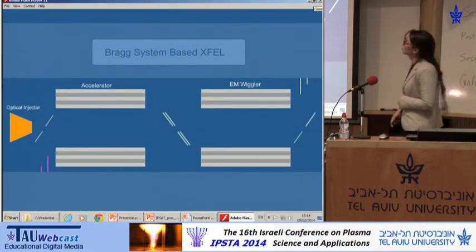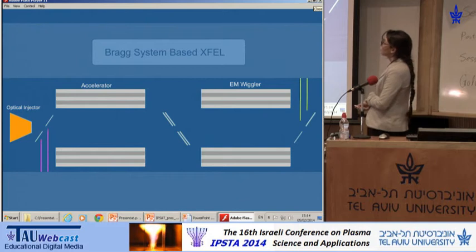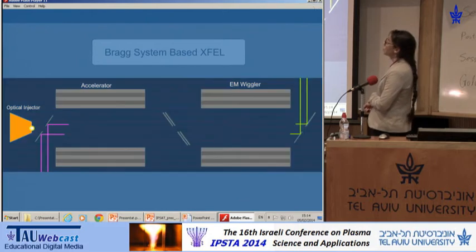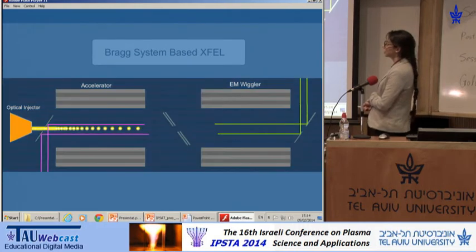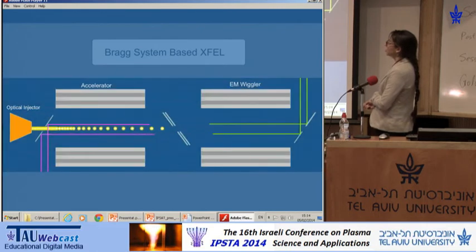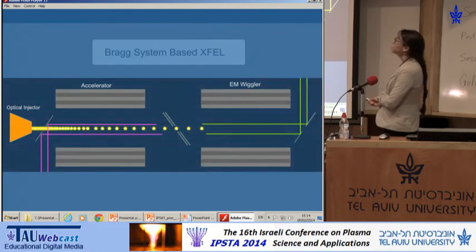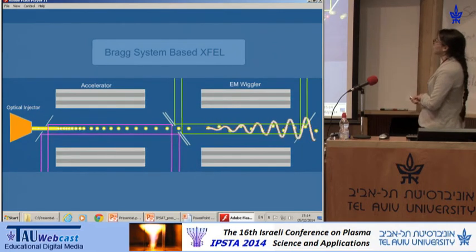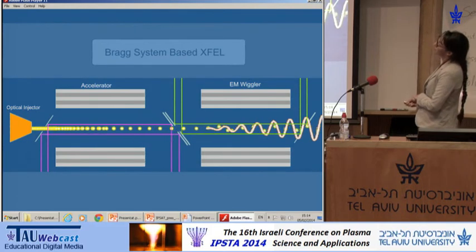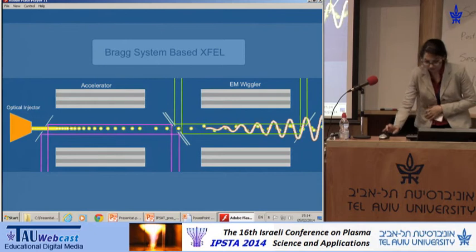The full system consists of two Bragg waveguides. The first serves as an accelerator, at the N01 mode, co-propagating with the electrons. They are injected from an optical injector, accelerated, and then transported to the second Bragg waveguide, which serves as an electromagnetic wiggler with a TEM mode, counter-propagating to the electron beam, wiggles them and generates the X-ray radiation.